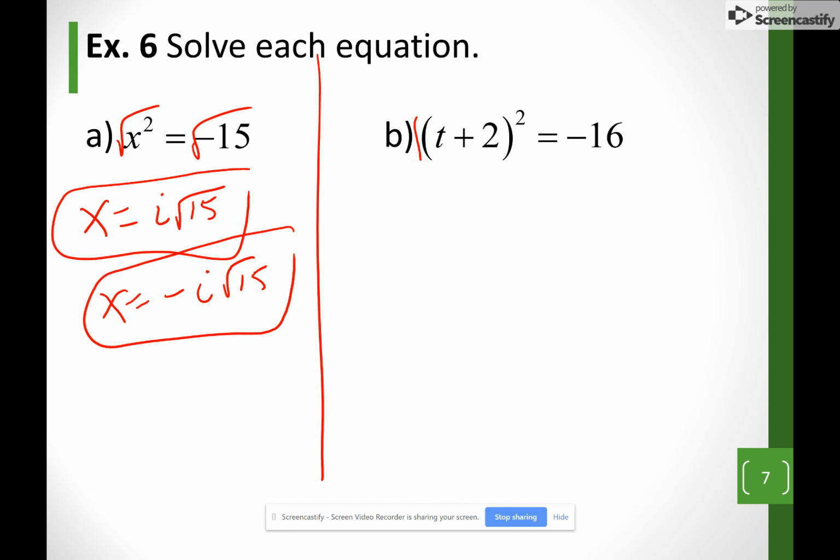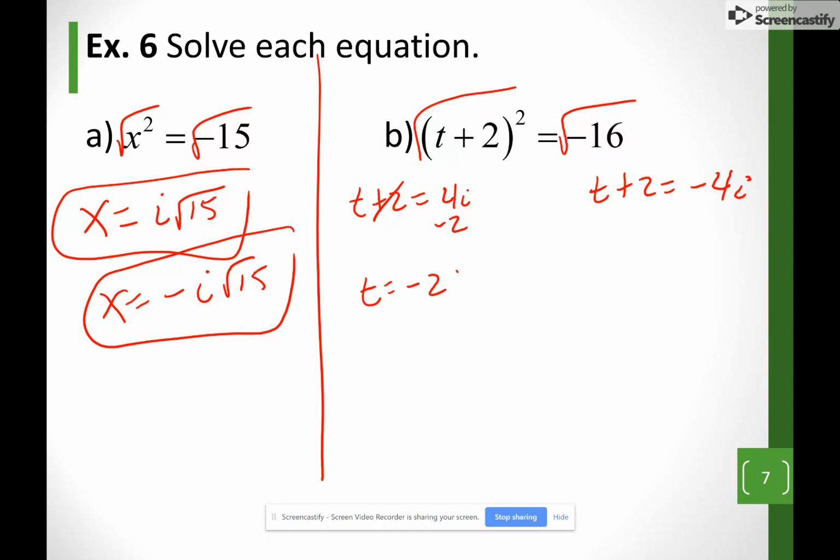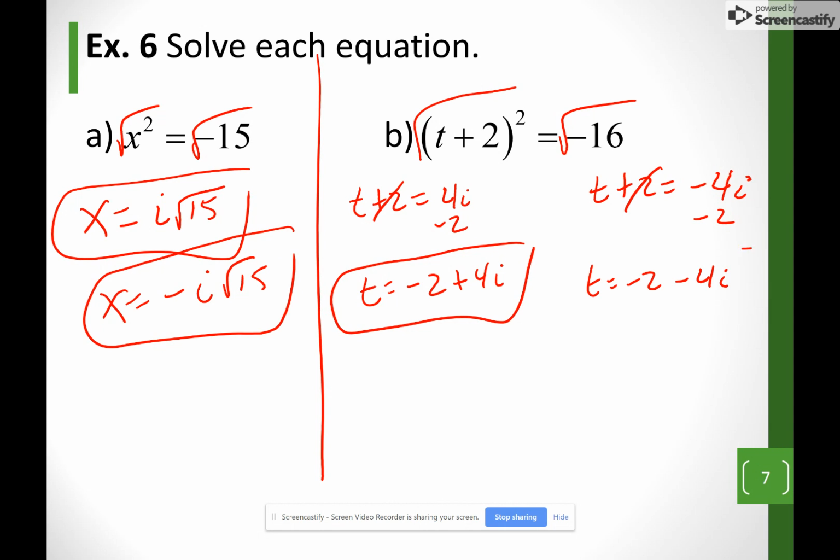Now, example B, once again, I'm going to do the square root on each side. So I get that t plus 2 is equal to 4i, and then t plus 2 is equal to negative 4i. Let me subtract the 2 on each side. So I get that t is equal to negative 2 plus 4i, and then t is equal to negative 2 minus 4i.